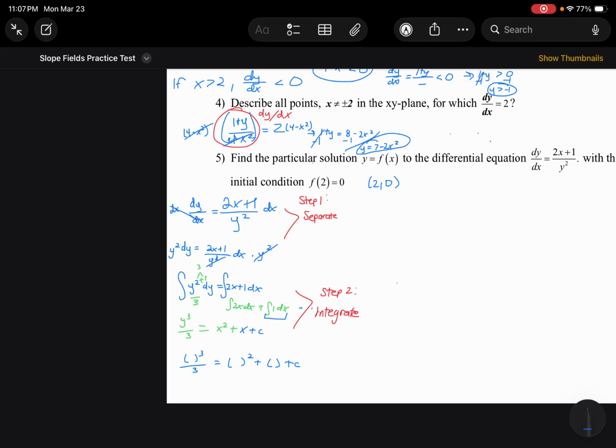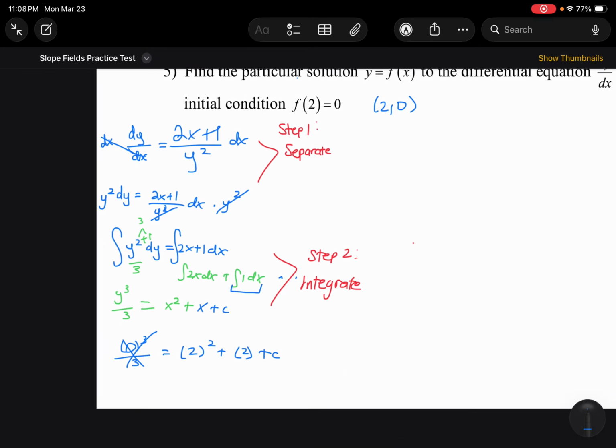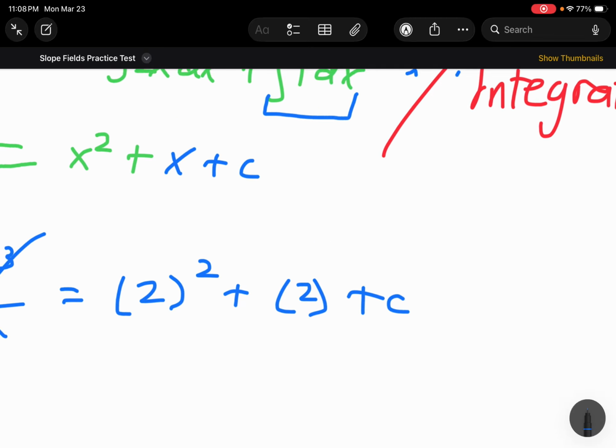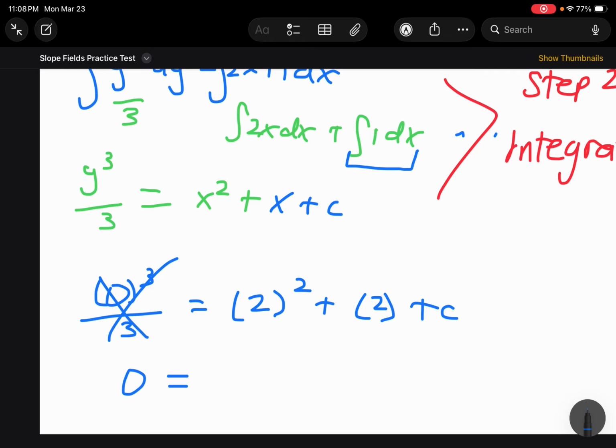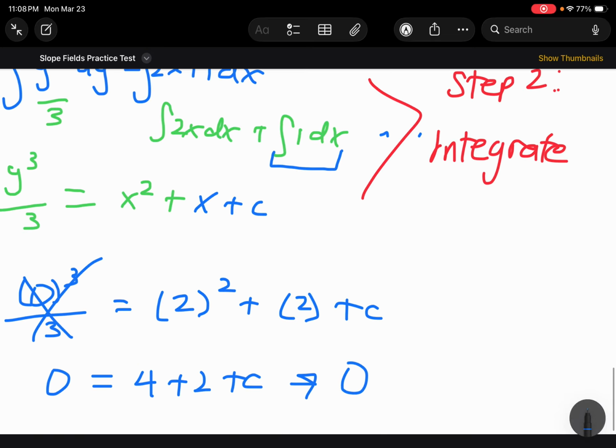So what is your y? Your y is going to be 0, which doesn't really do anything, and your x is going to be 2 plus 2 squared plus 2. So it's going to be 0 equals 4 plus 2 plus c. Let's put an arrow there. 0 equals 6 plus c.